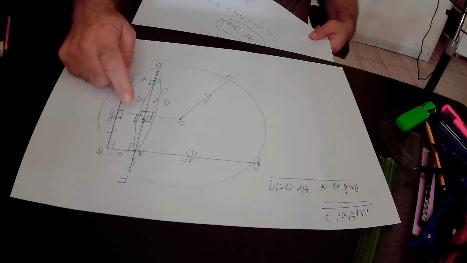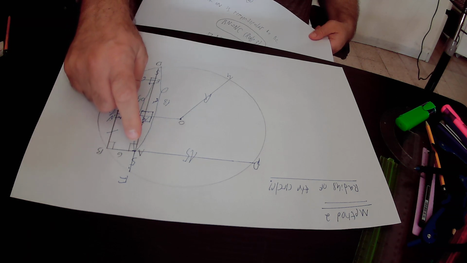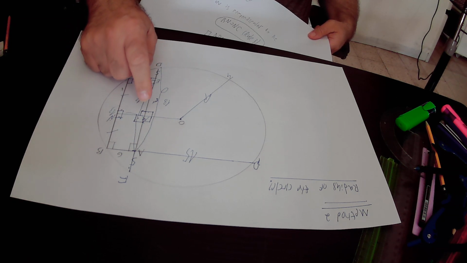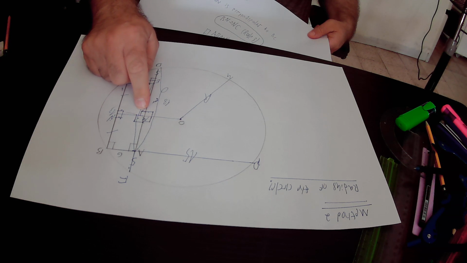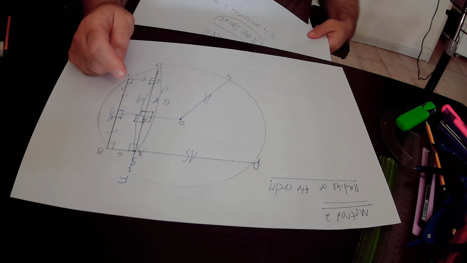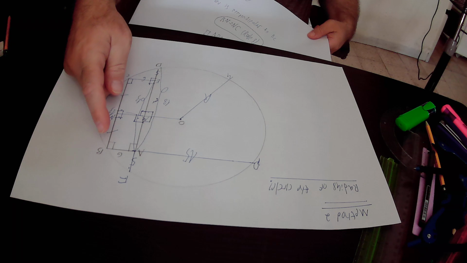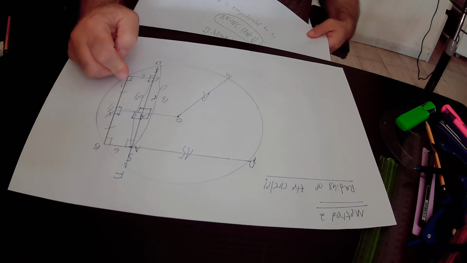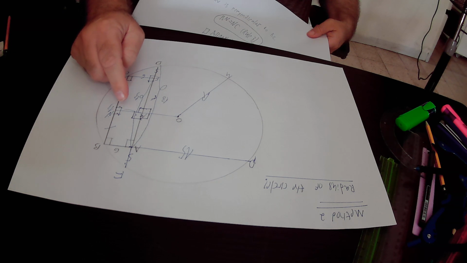Why? Because here we know that AD is a straight line, so if this angle equals 90 degrees, this angle must also equal 90 degrees. The same thing is true here on chord BC, which is a straight line, of course. In chord BC, this angle equals 90 degrees, so this angle must also equal 90 degrees.